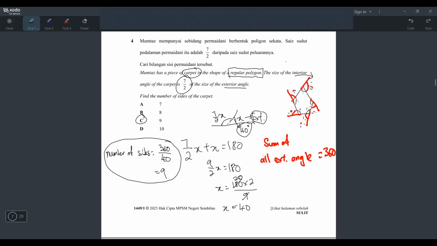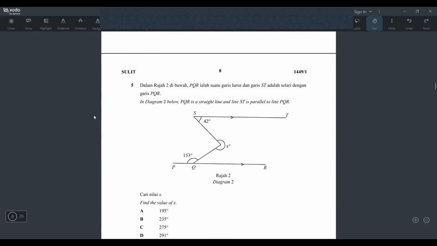Exterior, not interior, exterior. That is why if we know one exterior angle is 40, and we want to know how many sides, how many exterior angles, we just take 360 divided by 40. So after we get 9, it means this regular polygon has 9 exterior angles. And if it has 9 exterior angles, it has 9 sides, because if you have 5 sides, you will have 5 interior angles and 5 exterior angles. But if you have 9 exterior angles, then automatically you will have 9 interior angles and 9 sides. That's why the answer is C. Okay, that's how you do it.